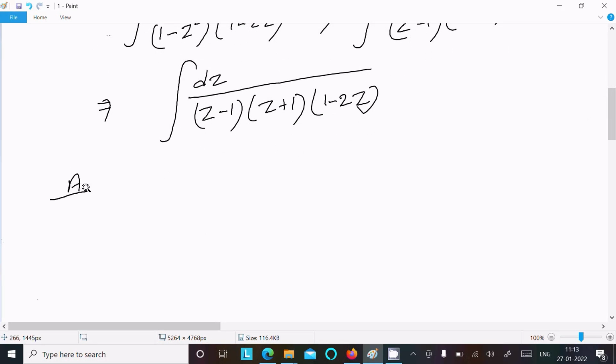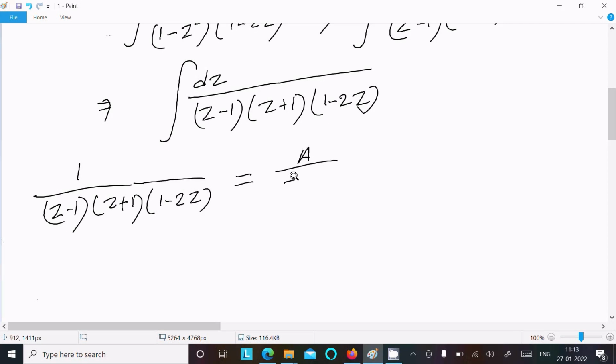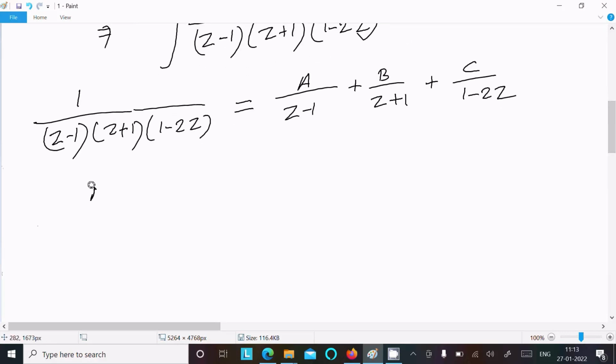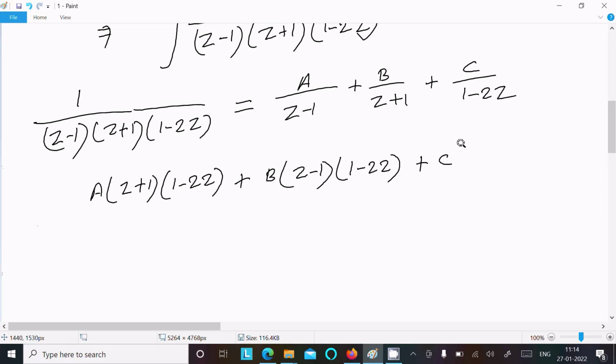So here let me write the whole denominator part: 1 over z minus 1, z plus 1, 1 minus 2z equals A divided by z minus 1, plus B divided by z plus 1, plus C divided by 1 minus 2z. Or we can write 1 equals A times z plus 1 times 1 minus 2z, plus B times z minus 1 times 1 minus 2z, plus C times z minus 1 times z plus 1.